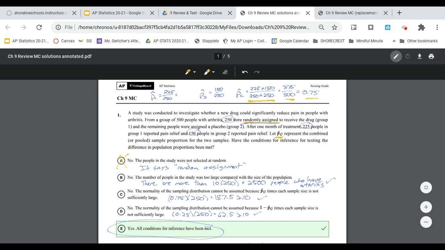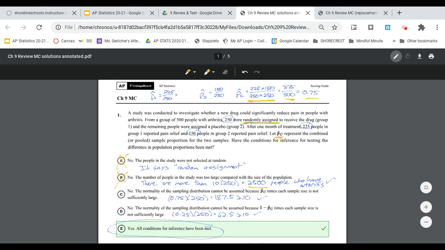Then they talk about the 10% one. The study was too large compared to the size of the population. So if you think, okay, our sample size for each group was 250. So 250 is 10% of what? 250 times 10 is 2,500. So as long as our population is bigger than that, we're okay. If our population is bigger than 2,500, then our sample size of 250 is less than 10% of that. And there's more than 2,500 people that have arthritis. Our population of people with arthritis is much bigger than that. So that's not our answer. That condition is okay.